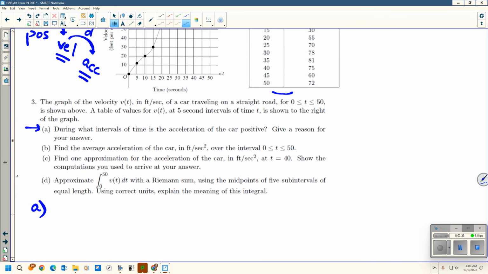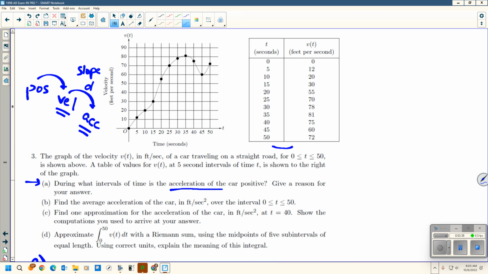They want to know during what intervals the acceleration is positive. If I want a positive acceleration, that means I want a positive slope for velocity. Positive, positive, positive, positive. It's 0 here. Negative, negative, negative slope. 0 here. Then it's positive again, because it's increasing. So it looks like from 0 to 35 it's positive. Then again from 45 to 50 it's positive as well.